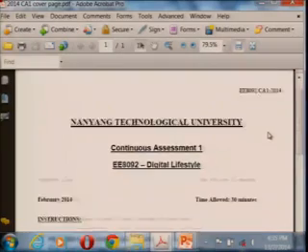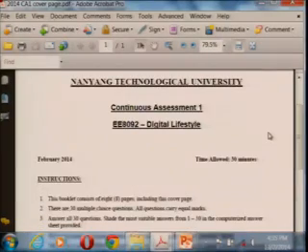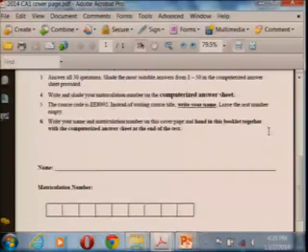In case you have not seen it before, this is the cover page of the question booklet. Again, make sure that you write your name and your matriculation number on the question booklet.